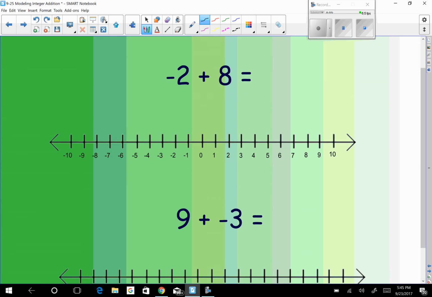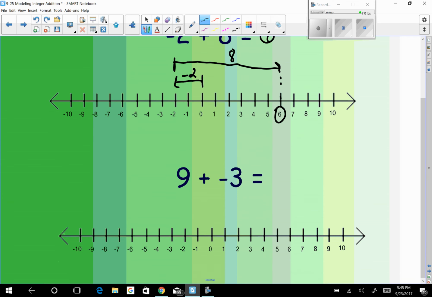Another example here, negative 2 plus 8. Start at 0. Negative 2 means 2 to the left, so 1, 2. That's negative 2. Positive 8 means we're going to go 8 to the right, so 1, 2, 3, 4, 5, 6, 7, 8. And where do we land over? 6. So 2 to the left, up, 8 to the right. Negative 2 plus positive 8 is positive 6.